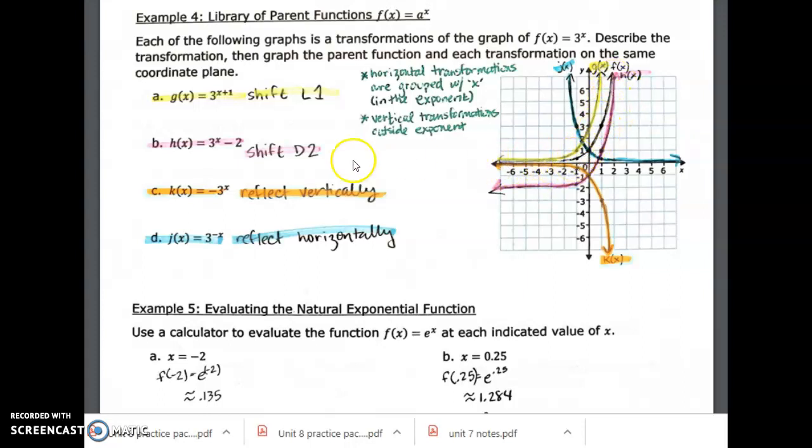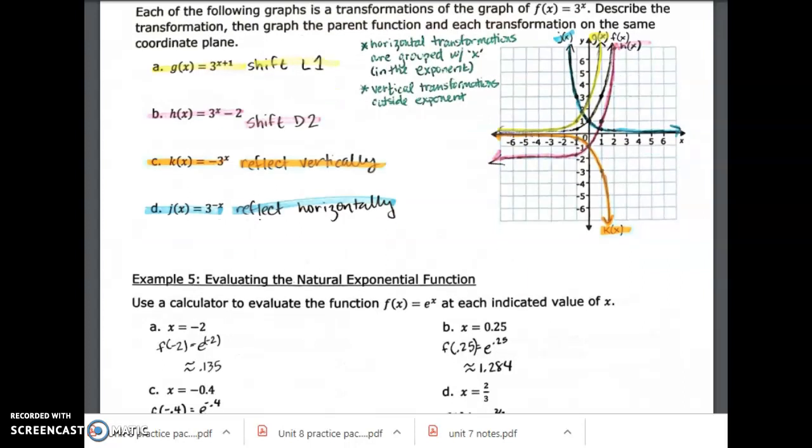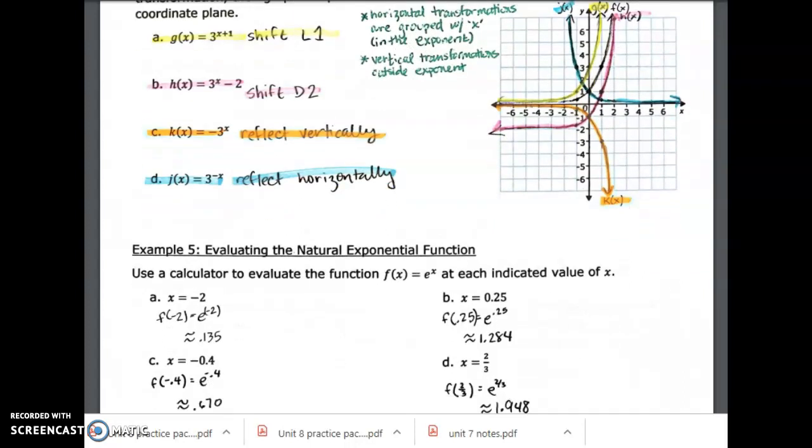That's my parent function. So in this case, I'm shifting to the left 1 because the plus 1 is inside the exponent. Here I'm shifting down 2 because the minus 2 is outside the exponent. Here I'm reflecting vertically because the negative is outside the exponent, and here I'm reflecting horizontally just like in the previous example because my negative is inside the exponent. And you can see how that affected the parent function to the right here on the graph. So all those transformation rules are the same. We're just applying them now to the exponential graphs.